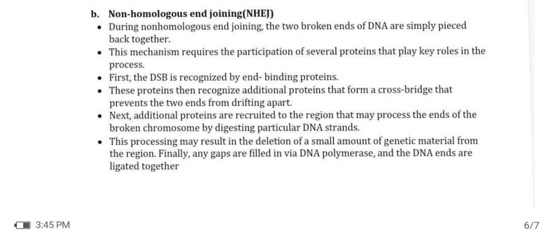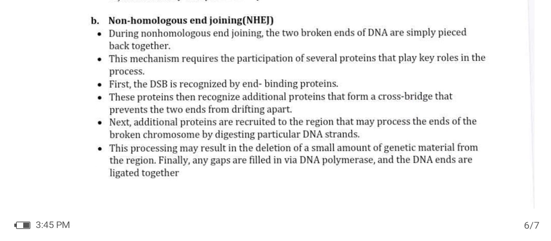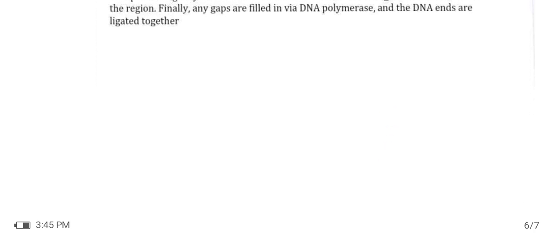Now the non-homologous end joining, or NHEJ. During non-homologous end joining, the two broken ends of DNA are simply pieced back together. This mechanism requires the participation of several proteins that play key roles in the process. First, the DSB is recognized by end-binding proteins. These proteins then recruit additional proteins that form a cross bridge that prevents the two ends from drifting apart. Next, additional proteins are recruited to the region that may process the ends of the broken chromosome by digesting particular DNA strands. This process may result in the loss of a small amount of genetic material from this region. Finally, any gap is filled by DNA polymerase and the DNA ends are ligated together.